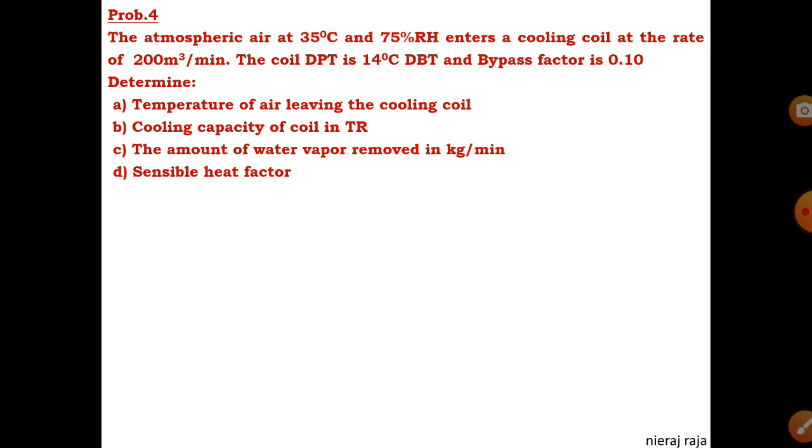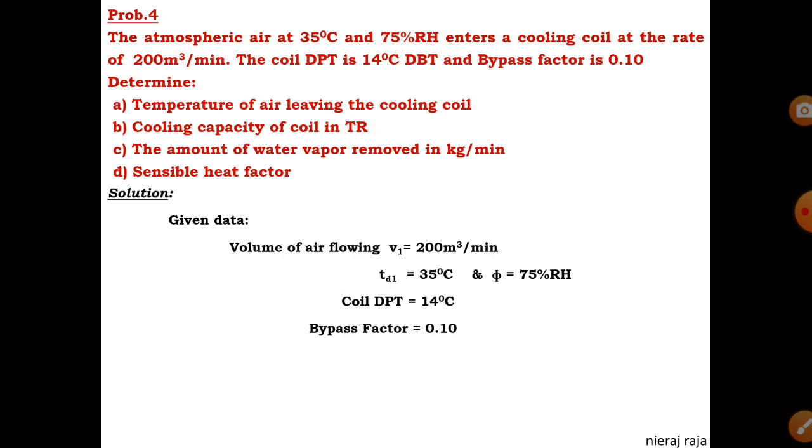Then cooling capacity, again mass multiplied by enthalpy difference, then amount of water vapor removed in kg per minute, and the last one is the sensible heat factor. Now this is your given data. Volume of air 200 meter cube per minute, TD1 35 degrees Celsius, relative humidity 75%, coil dew point temperature or ADP temperature 14 degrees Celsius, and bypass factor is 0.15. Again, bypass factor is given, cooling coil is available.